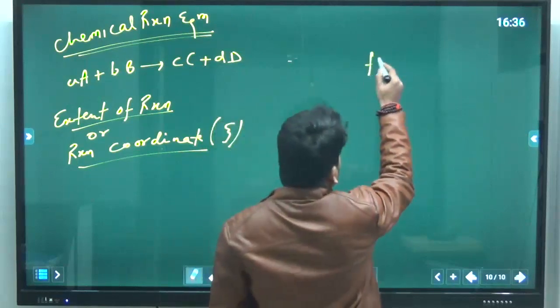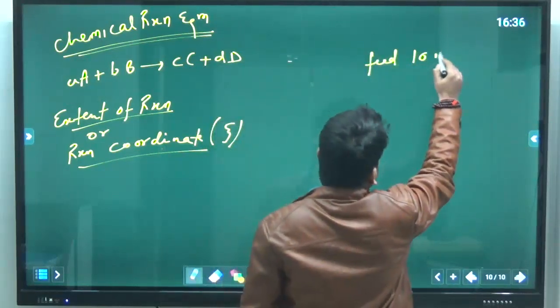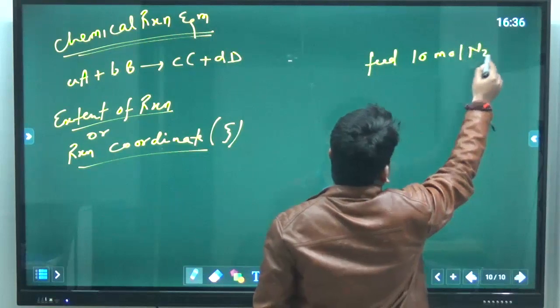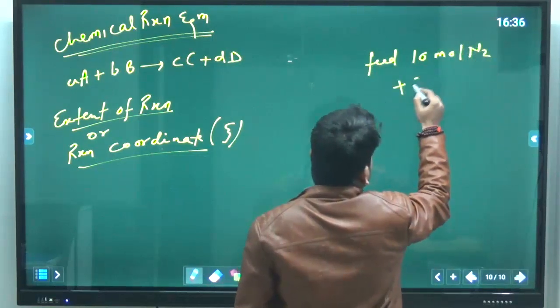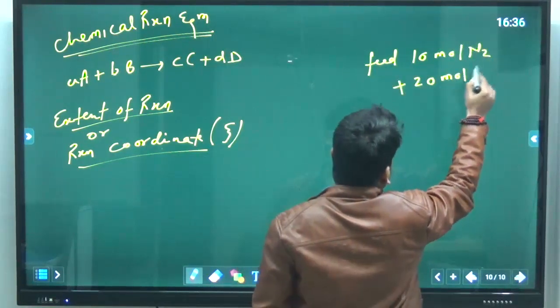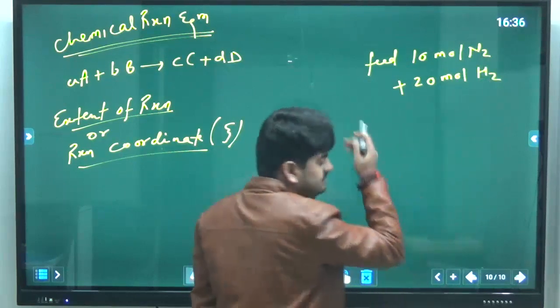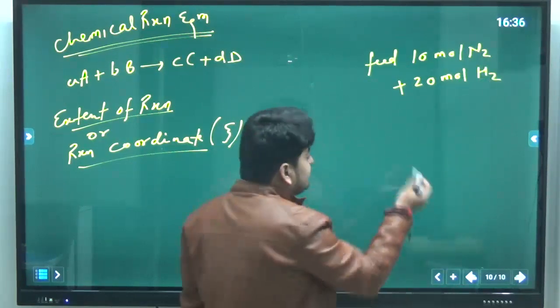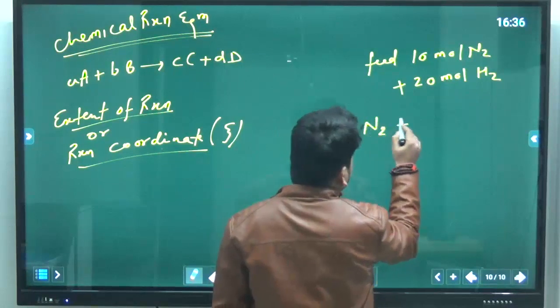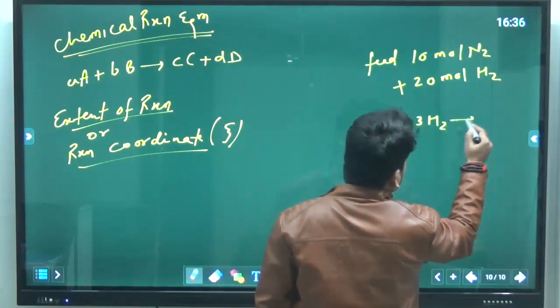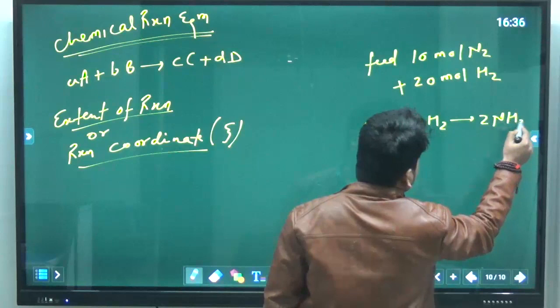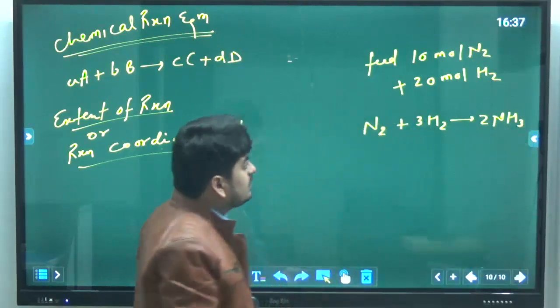How? See, suppose I have a feed in which I have 10 moles of nitrogen and 20 moles of hydrogen. And the reaction is N2 plus 3H2 gives 2NH3. The reaction is going on.